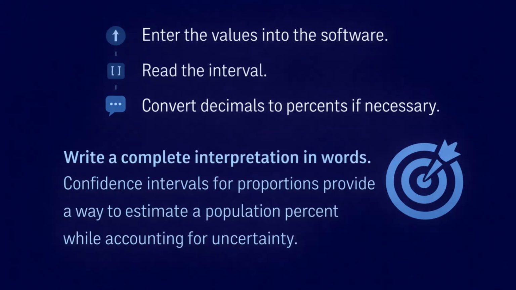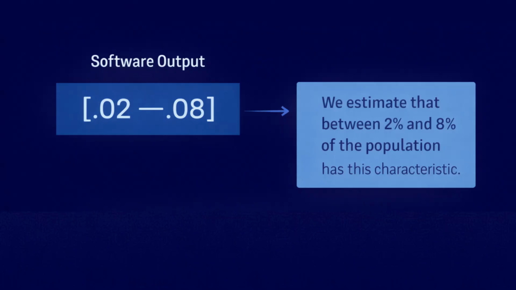Confidence intervals for proportions provide a way to estimate a population percent while accounting for uncertainty. The calculations are handled by the software, and the interpretation connects the numerical result back to the real situation being studied.